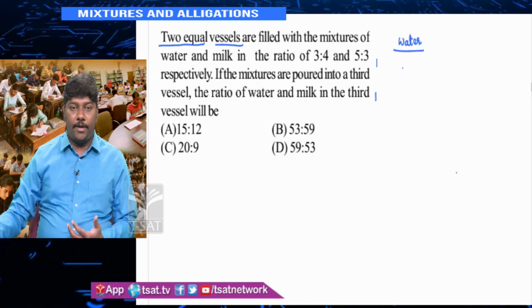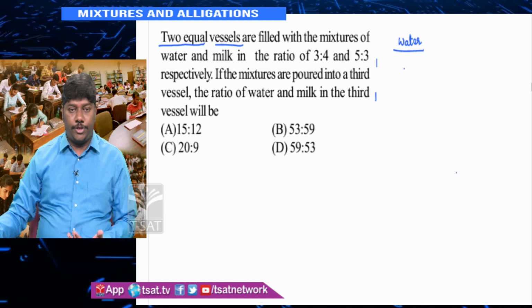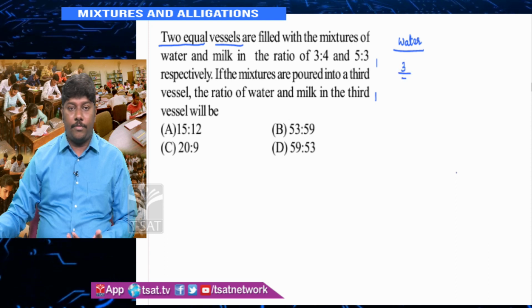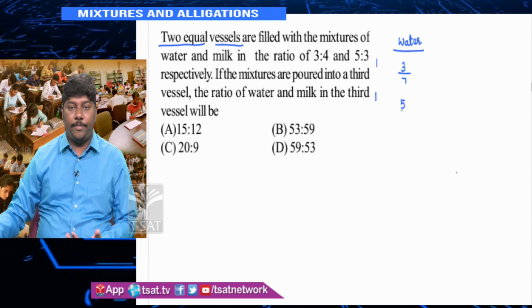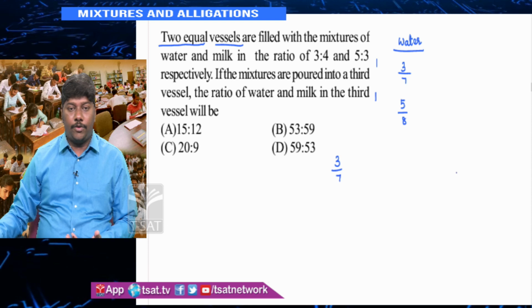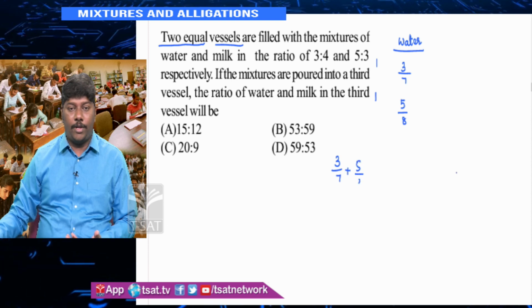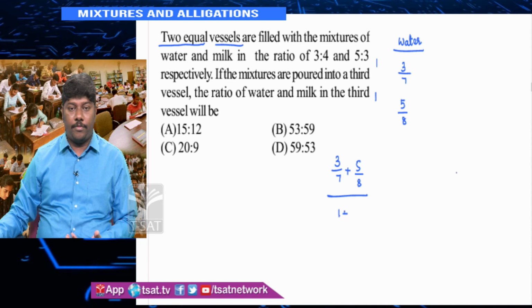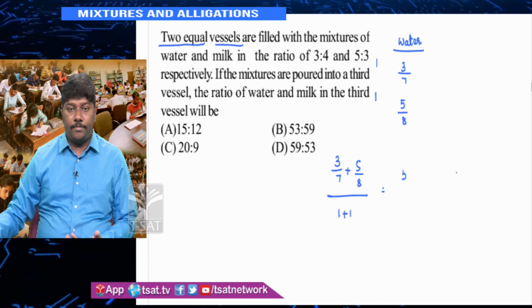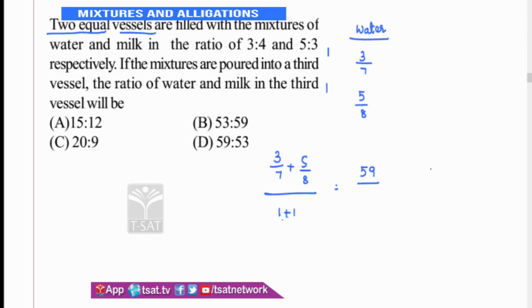In the first one, what is the ratio of water present in terms of fraction? So 3 parts out of total 7 parts. Then 5 parts out of totally 8 parts. Therefore, I would say N1A1 that is 3/7 plus N2A2 that is 5/8 divided by 1 plus 1. 24 plus 35, 59. 56 into 2 that is 112. So water is 59 and remaining 53 is milk.